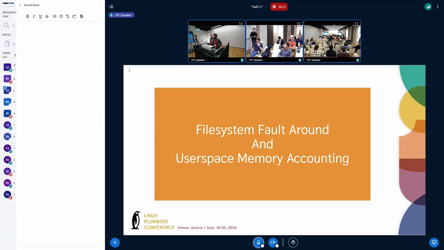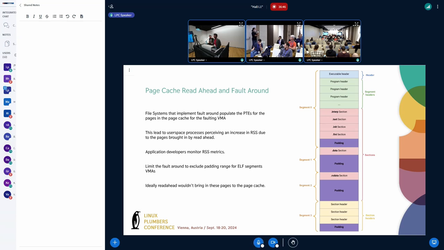As Juan mentioned, when we have the ELF built with the separate loadable segments and we fold into the VMA, the VMA is extended to cover this padding region also, to prevent the slab memory increase. What happens is that in some of the file systems which implement fault around, some application developers started to raise complaints that they suddenly have some RSS increase in their application. We found it was due to the fault around finding the pages in the page cache for the padding ranges and populating the PTEs for these pages, so the RSS increase is visible to the user space application.